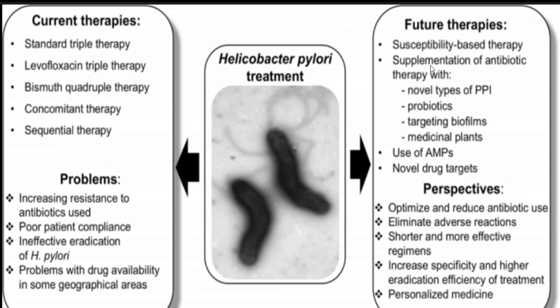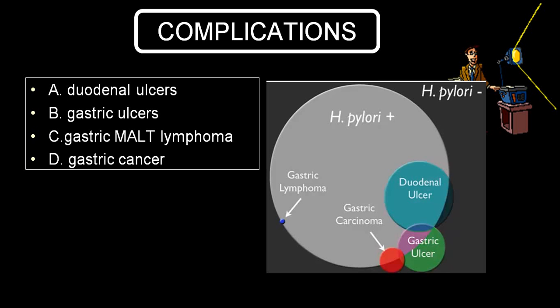Susceptibility based therapy, supplementation of antibiotic therapy with newer proton pump inhibitor, probiotic, targeting biofilms, medical plants, novel drug targets, etc. So these are newer things which have come up, and at present standard triple, levofloxacin triple, bismuth quadruple, concomitant therapy, sequential therapy, etc. So at your leisure time you can go through and decide according to that, or you can always contact your expert. I am not that expert.